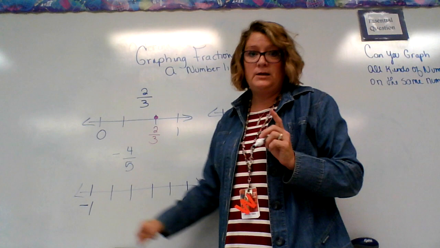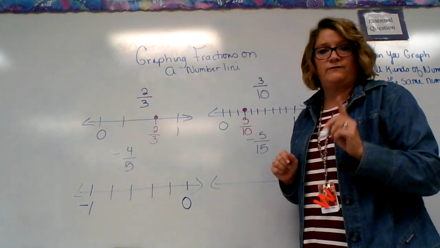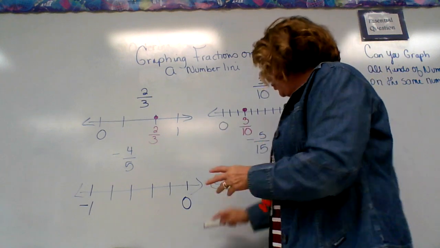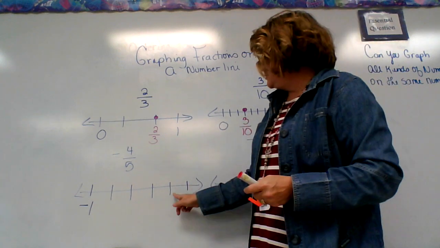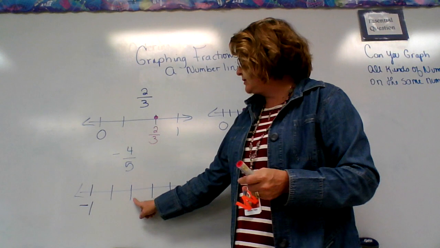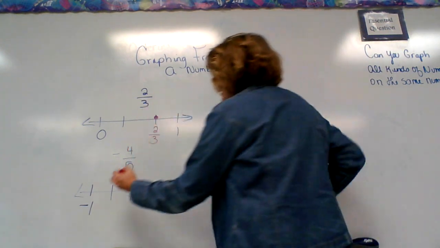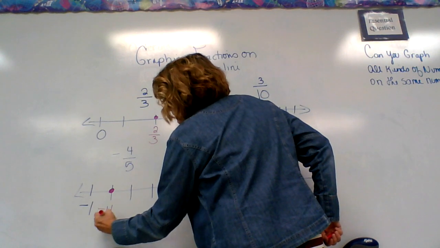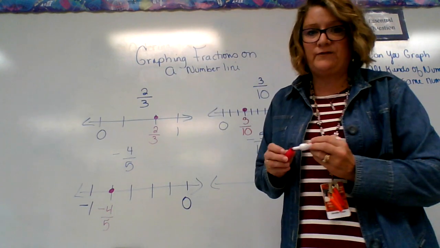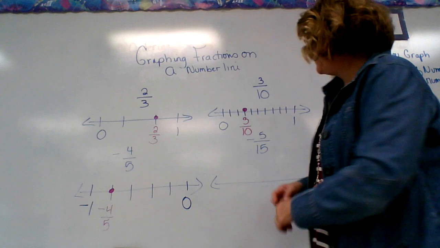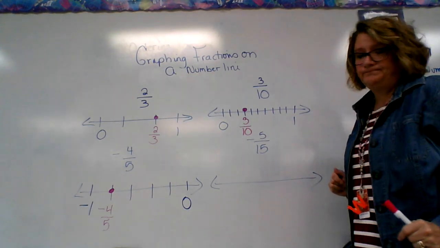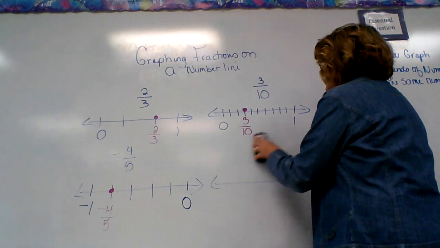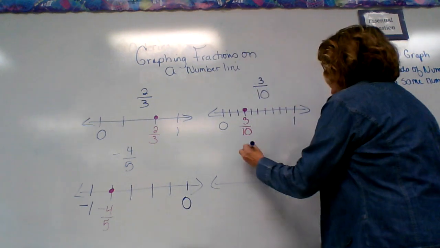Same thing. So if my job is to graph -4/5, starting at 0, I'm counting 4 spaces to the left, 1/5, 2/5, 3/5, 4/5, and I'm marking it, obnoxious point, and labeling -4/5. Okay? Next one. And I'm going to rewrite it because it's awfully close to the numbers up above, and I want to make sure you can see it well enough.